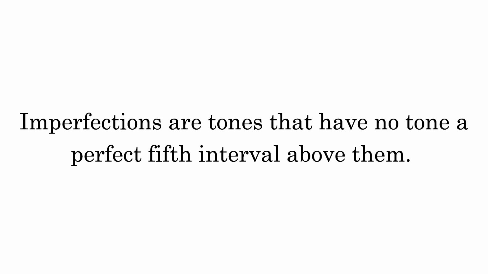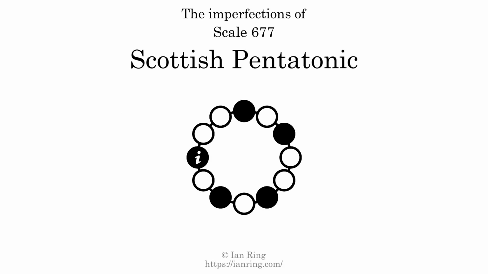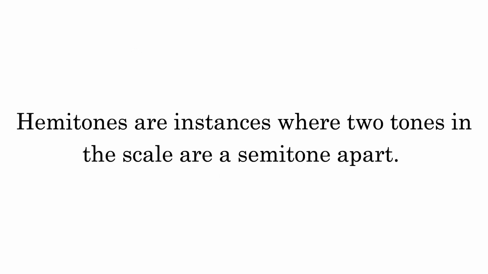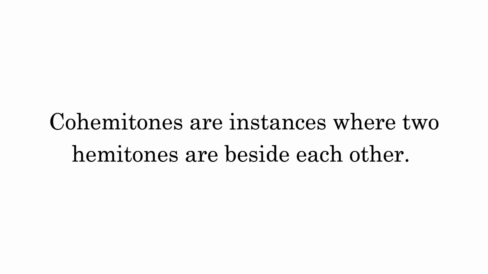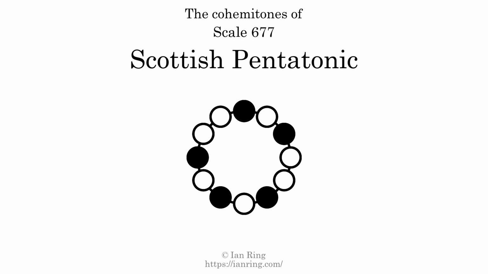Imperfections are tones that have no tone or perfect fifth interval above them. This scale has one imperfection. Here, hemitones are instances where 2 tones in the scale are a semitone apart. This scale has no hemitones. Cohemitones are instances where 2 hemitones are beside each other. This scale has no cohemitones.